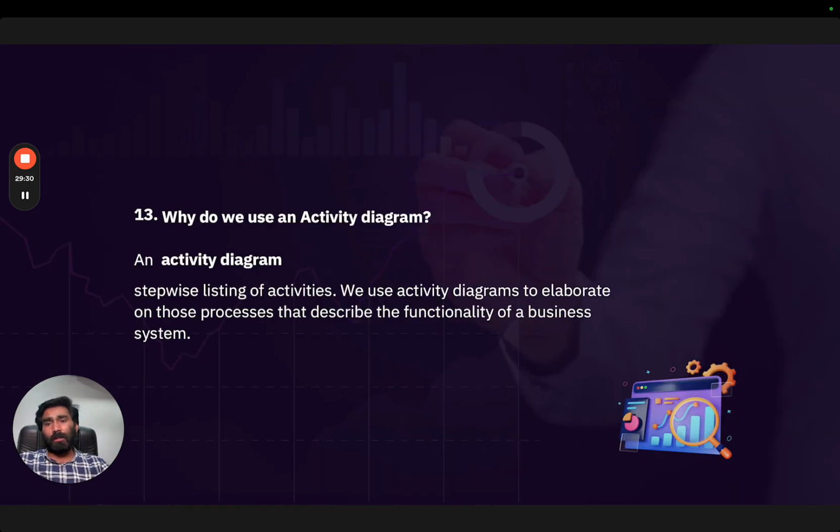Then question number 13, why do we use an activity diagram? An activity diagram is a stepwise listing of activities. So we use activity diagrams to elaborate on those processes that describe the functionality of a business system. So draw or chart out the activity diagram, list out all the activities which cover the entire business, product or process, and then prioritize them. So this is how we attack it even in a corporate.